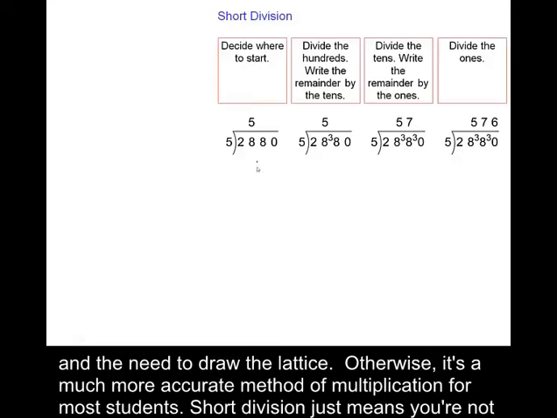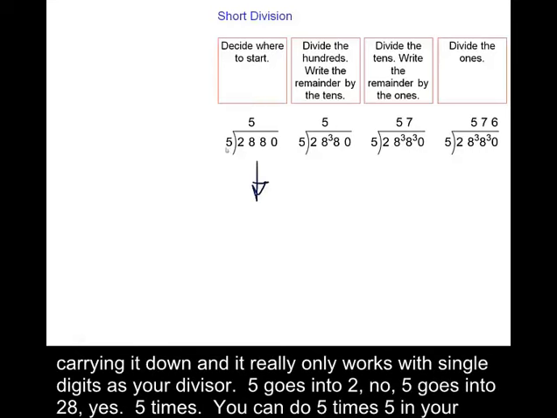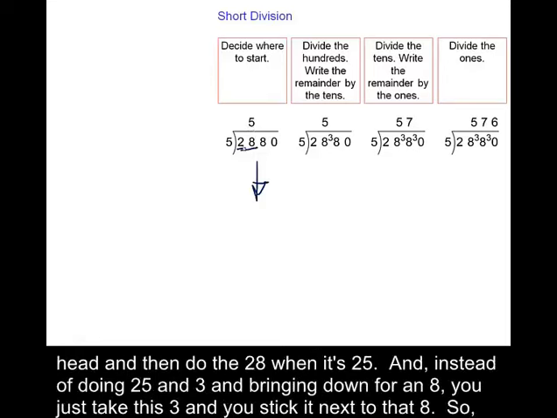Short division just means you're not carrying it down, and it really only works with single digits as your divisor. 5 goes into 2. No. 5 goes into 28. Yes, 5 times. And you can do 5 times 5 in your head, and then do the 28 minus 25. And instead of doing 25 and 3 and bringing down for an 8, you just take this 3 and you stick it next to that 8.